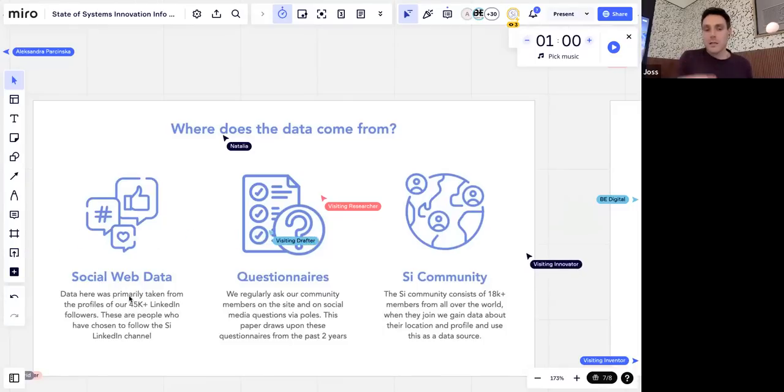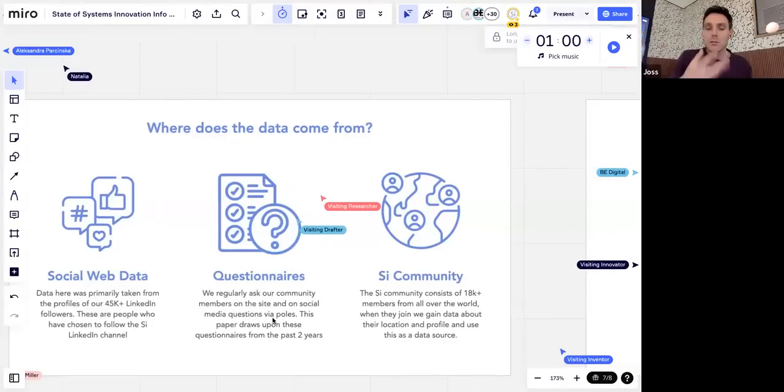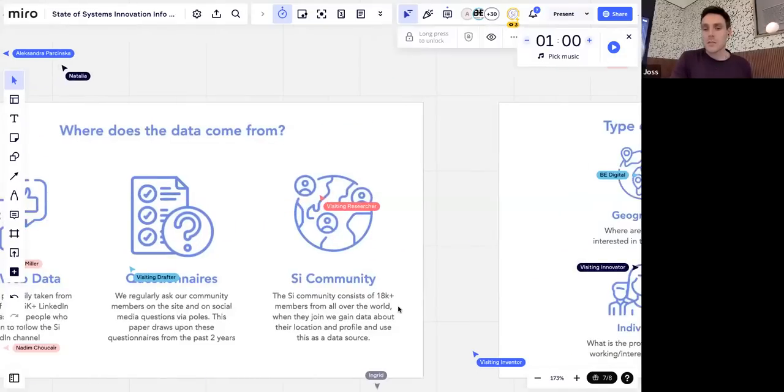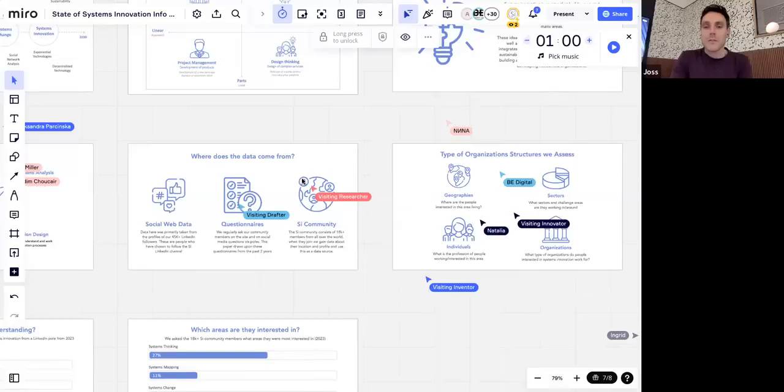The data also comes from our LinkedIn: the profile of the people who have followed our LinkedIn and what they say about themselves there. That's 45, 50,000 people. Then questionnaires like you just saw. Over the past 2 years, we've been doing questions on our website where people respond to those. And also the SI community, as mentioned, about 19,000 members now. They fill out their profiles, they give us data when they do that, and then we're able to use that to derive insight.